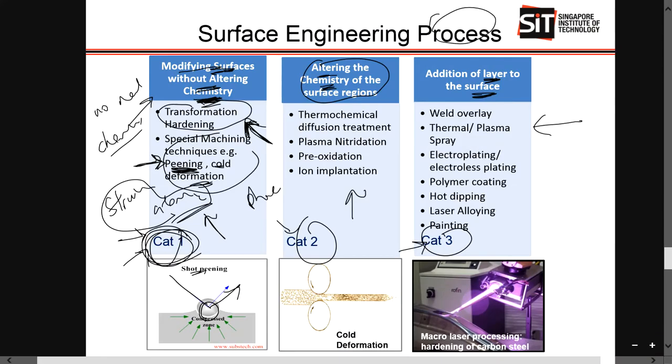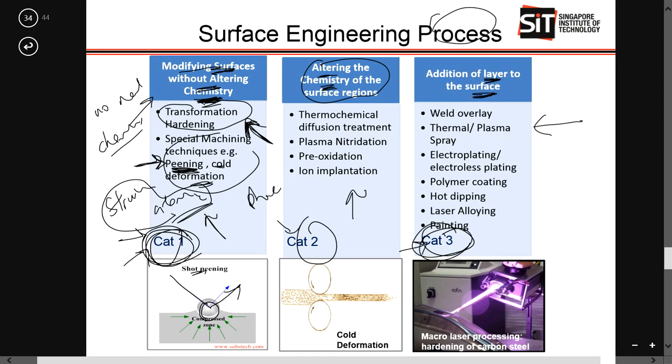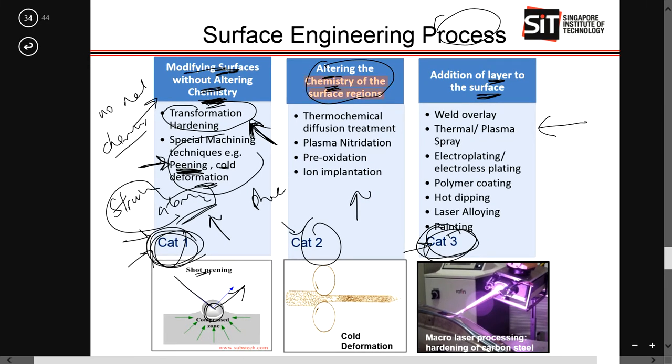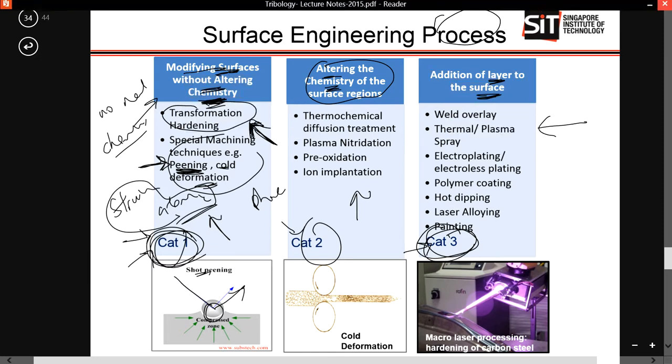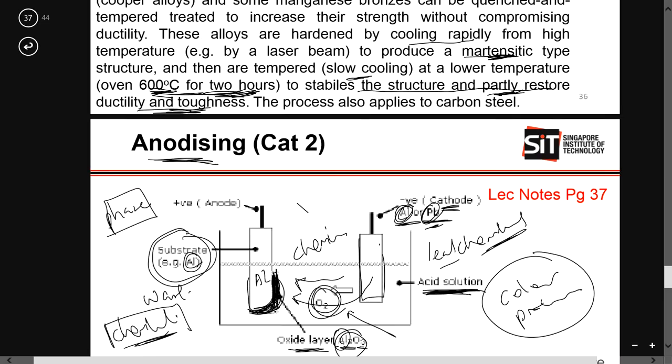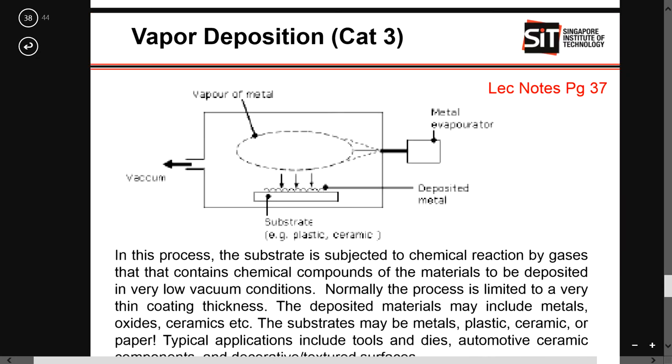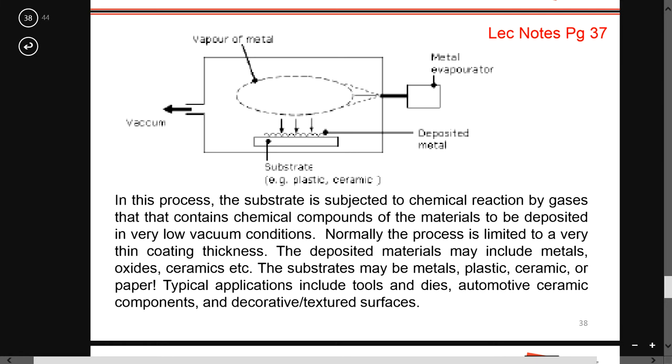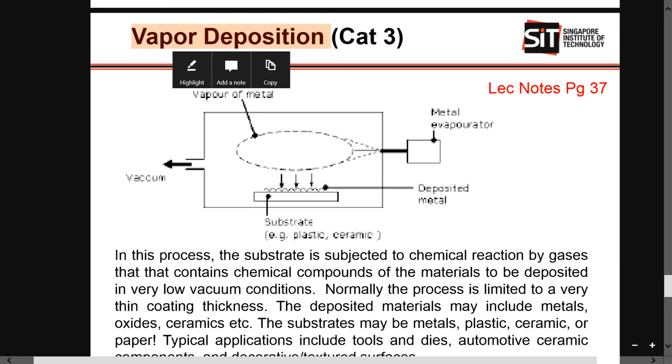Alright, so the last one is the Cat3 product. The Cat3 itself is the addition of a layer to the surface. So instead of doing a certain chemical reaction within the surface region, or changing the phase of the surface, the martensite, everything, now we talk about an additional layer. Alright, a thin layer will do. So the example that they ask about is using a vapor deposition method.